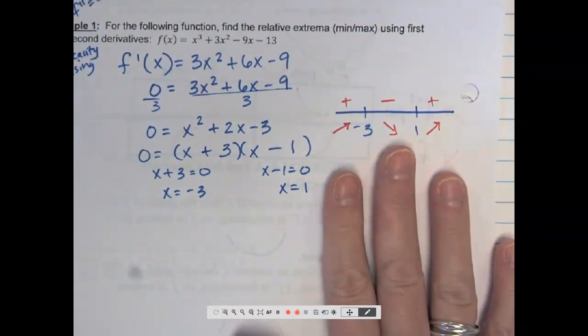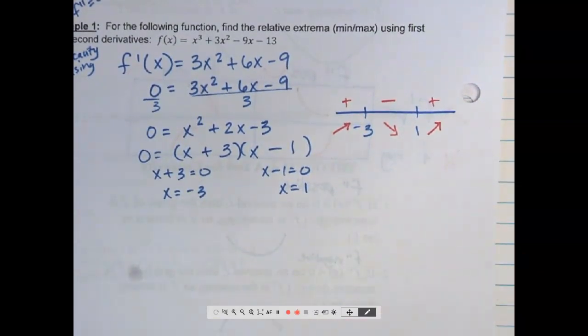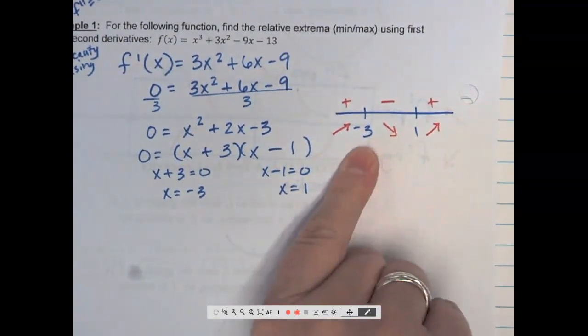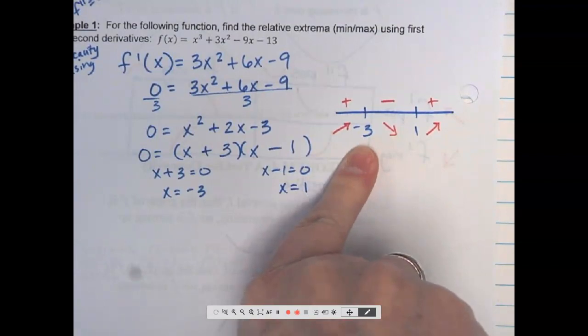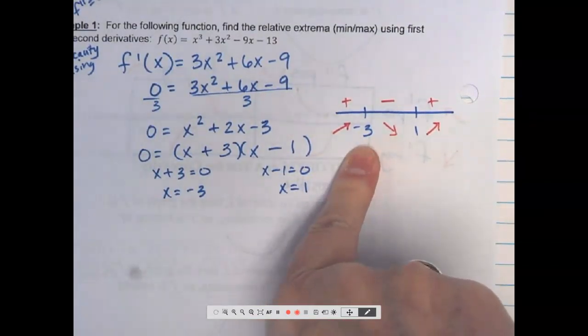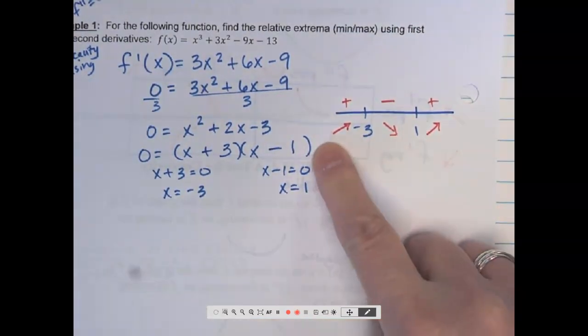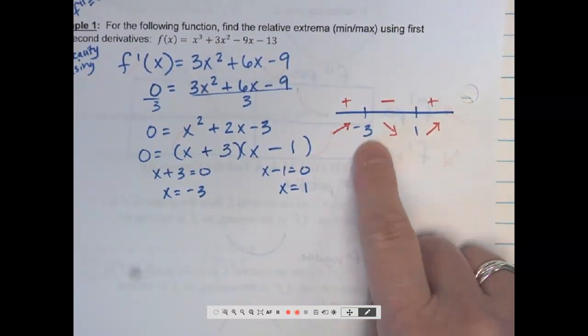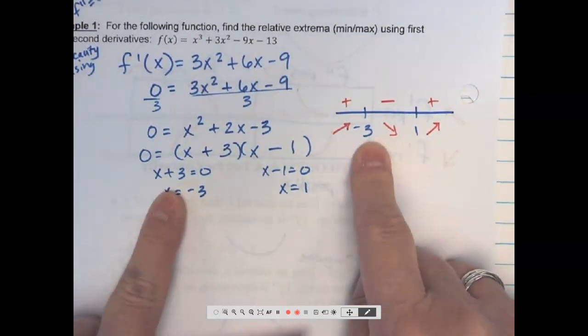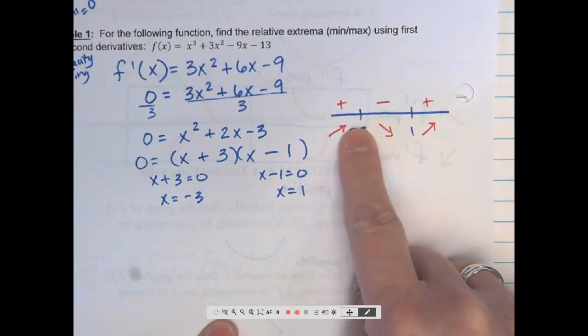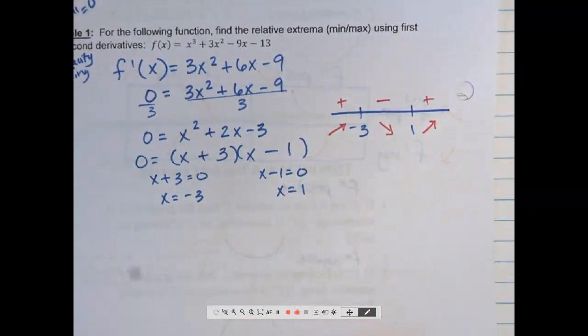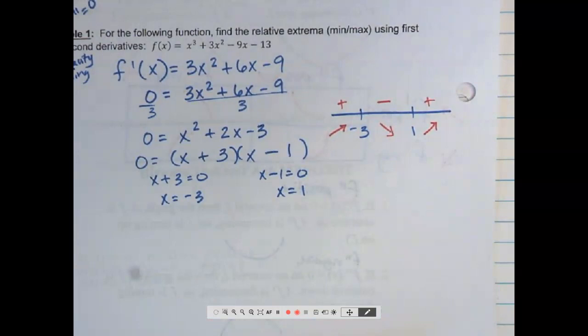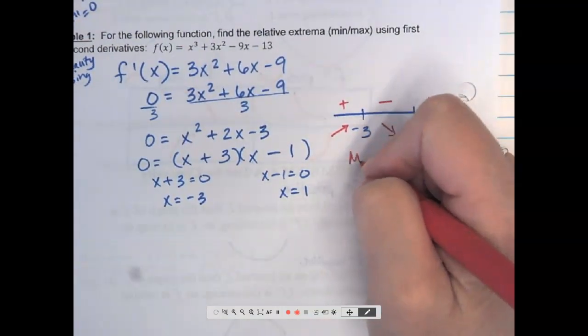So now I know where the graph increases, decreases. Tell me what happens at negative 3. It's an important point because it is a what? Maximum. Look, the graph's going uphill. This number's here because the slope is 0 there. So I'm going uphill, I have a slope of 0, and then I go downhill. I mean, just picture it. You go up, level out, go down. This is a maximum.